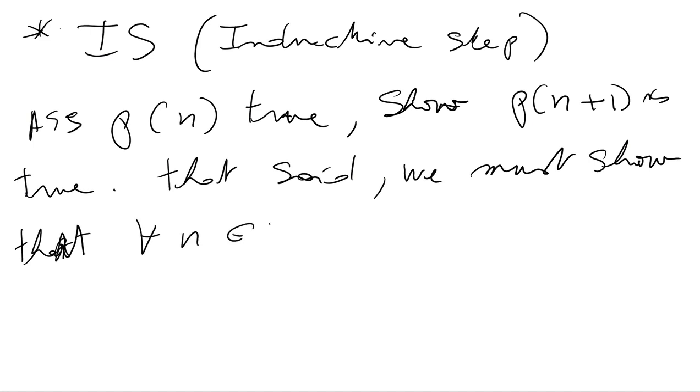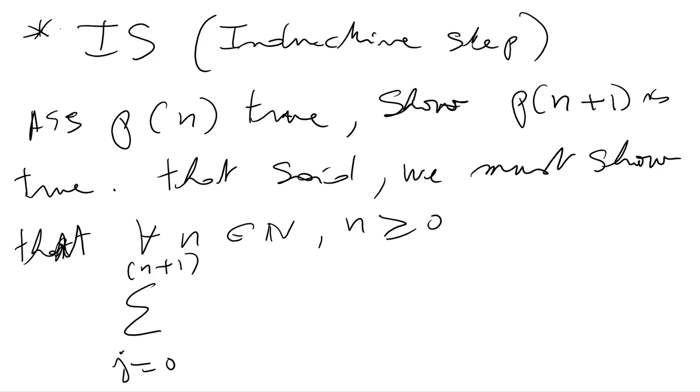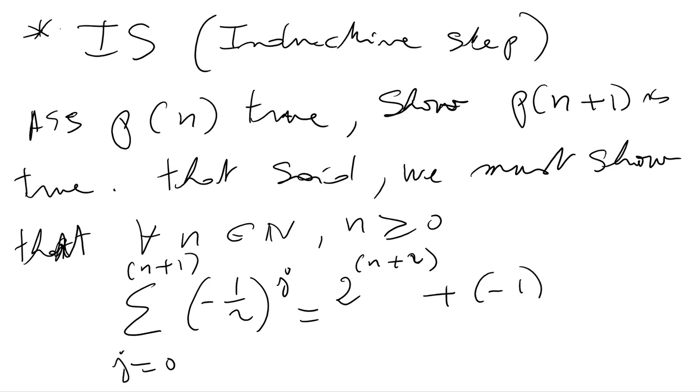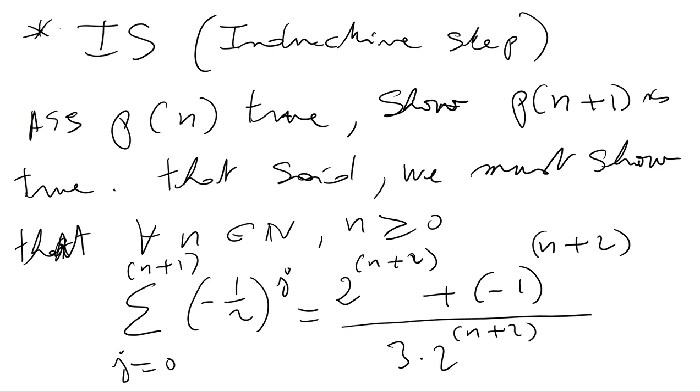for all n in the set of natural numbers, n greater or equal to 0, the summation of g equal to 0 up to n plus 1 of negative 1 half to the g equals, so everywhere that I have n in P of n is replaced by n plus 1, 2 to the n plus 2 plus negative 1 to the n plus 2 divided by 3 times 2 to the n plus 2, right? So this is what we have to show.